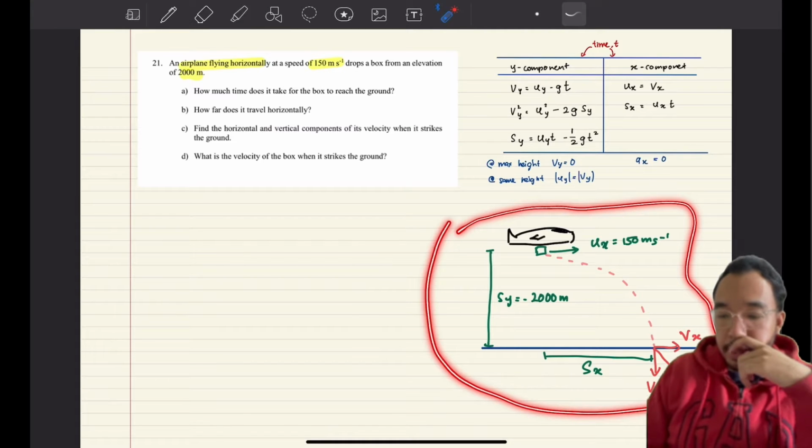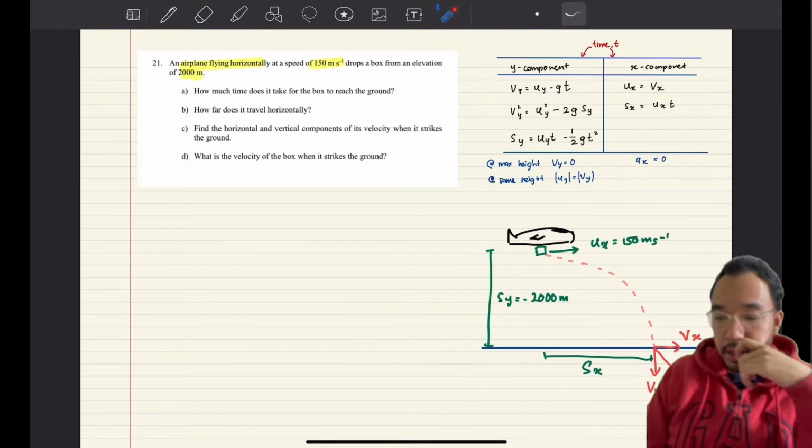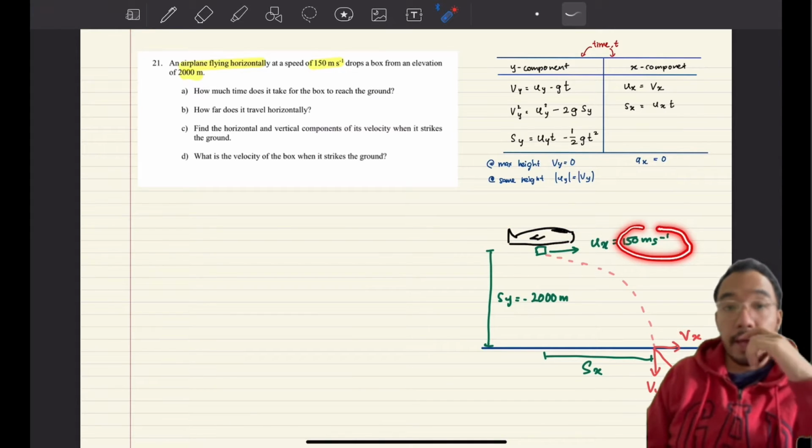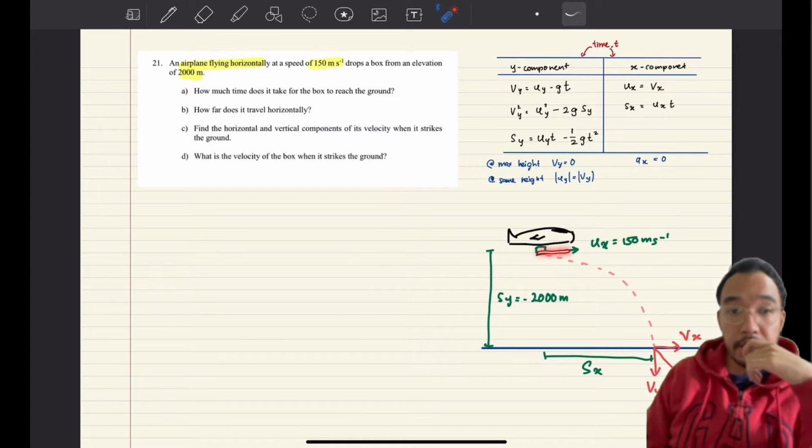Okay, the common misconception is that students think that whenever the box is being dropped, it is being dropped backward, which is not true. Because you can imagine the airplane is basically holding the box. So when the box is being released, it has an initial velocity, the same velocity as the airplane. So it will be u equals 150 meter per second as well, and it is going to be to the right, which is the same direction as the airplane itself.